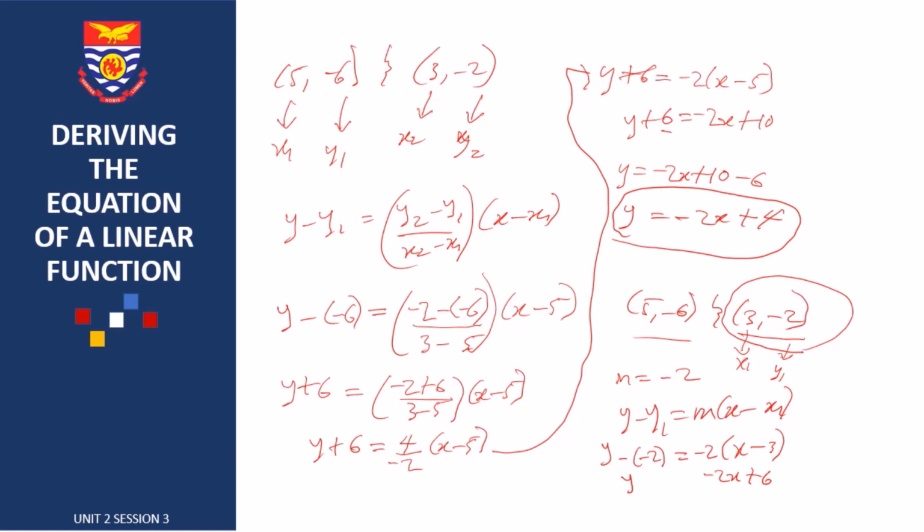Now here y minus minus 2 gives y plus 2 equal to minus 2x plus 6. I want to make y the subject. It will be y equal to minus 2x, then plus 6 minus 2, because these two will cross to this part. Crossing the equal sign becomes minus. This gives me minus 2x plus 4. And this is the same as we had here.